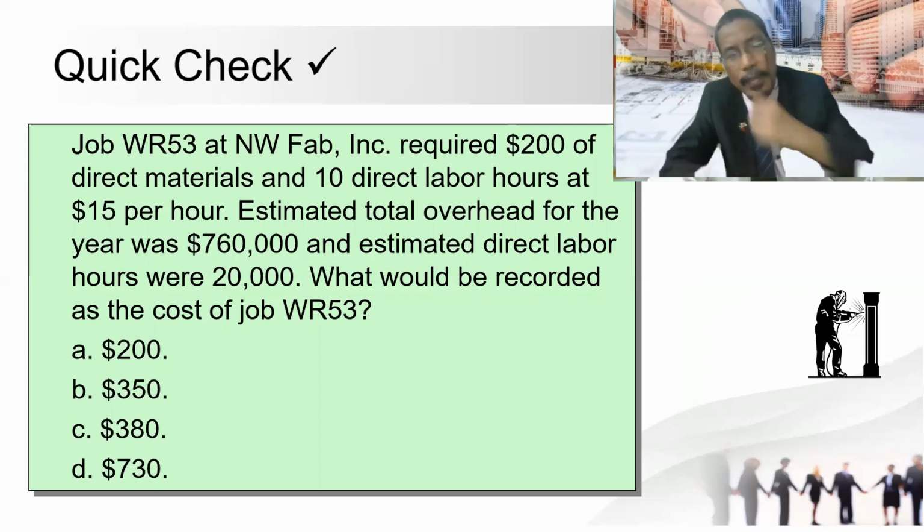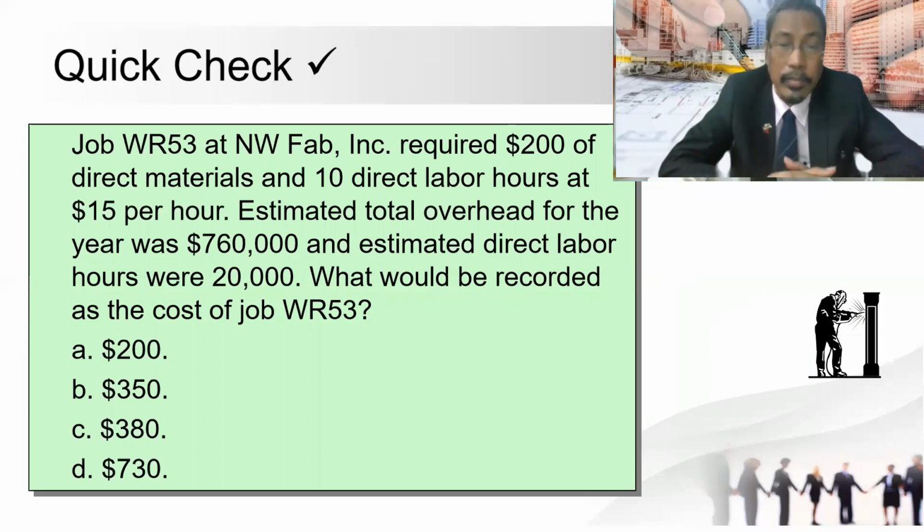So you can say 200 of direct material. That is already the cost for direct material. And direct labor is 10 hours with $15 per hour, so 150. So 200 plus 150, that is what? 350.